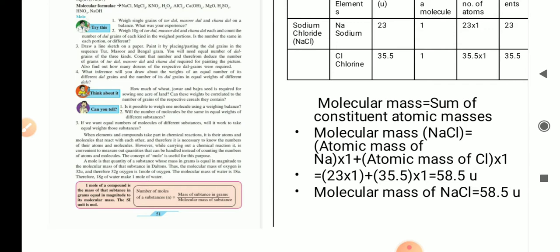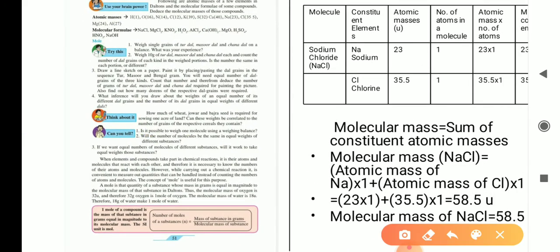Now in the next one you can see, try this, that is fully cancelled. Think about it, that is also cancelled. Can you tell all the three questions?